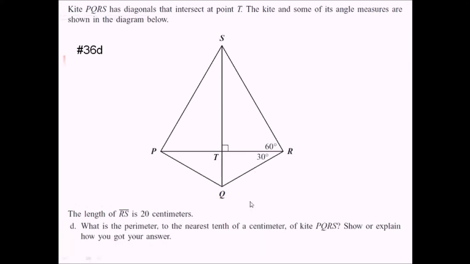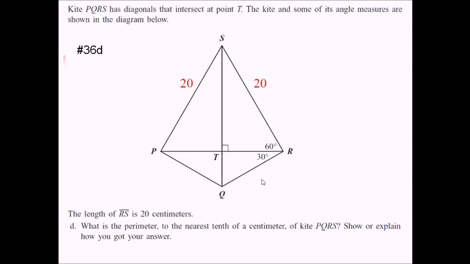For the last part of this problem, they want to know the perimeter to the nearest tenth of a centimeter of this kite. So basically, we have to figure out what all four of these sides are and just add them together. Now, the good news is we already know two of these right off the bat. They gave us this side in the beginning. That was 20, they said. And then we also found that this other side had to be the same thing. That was also 20.